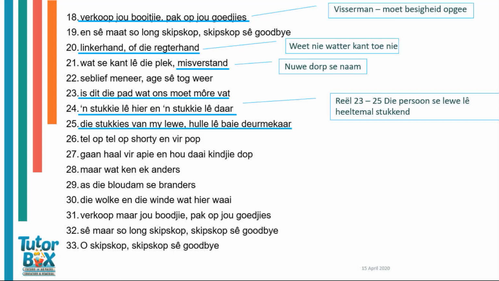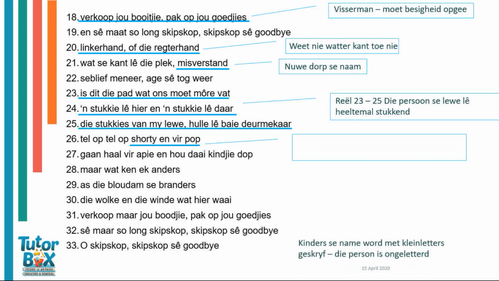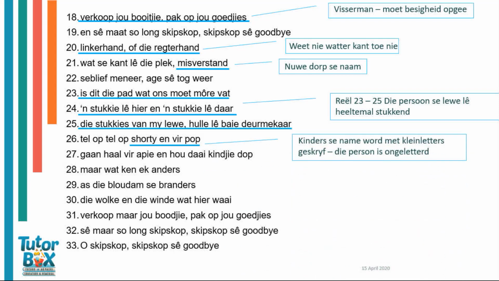Tel op, Shorty en Verpop. Okay. So those are people, Shorty and Pop, so it must be someone's name. And if you want to pick them up, it means that must be a child because you're not going to pick up a grown man. So, but it's not in capital letters because it's the name of a child, but it's not in capital letters. Kinders se name word met klein letters geskryf. Die persoon is ongeletterd. Okay, so that person is not literate because those names aren't in capital letters.